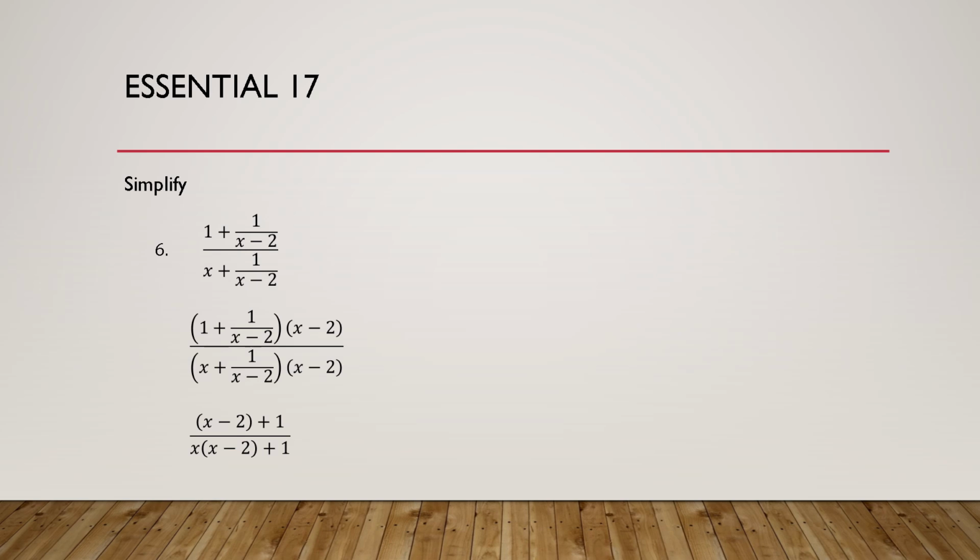The new numerator simplifies to x minus 1, and the new denominator simplifies to x squared minus 2x plus 1. This new denominator can be factored into x minus 1 squared, or x minus 1 times x minus 1. One of these will cancel with the numerator to leave us the final answer, 1 over x minus 1.